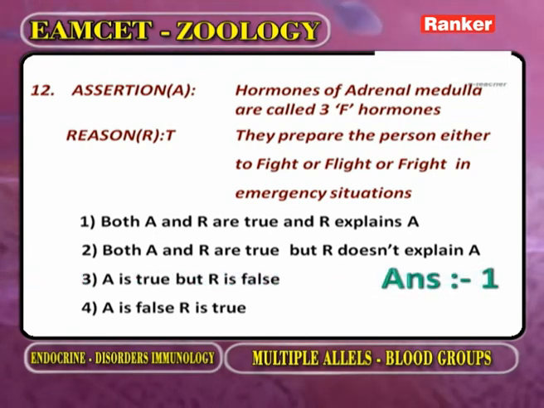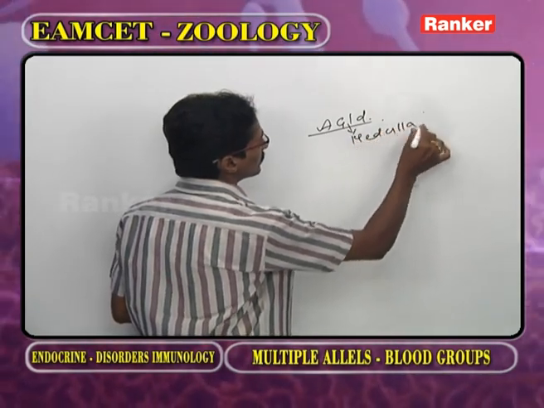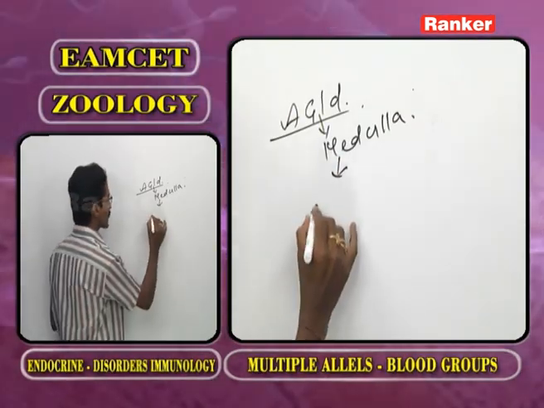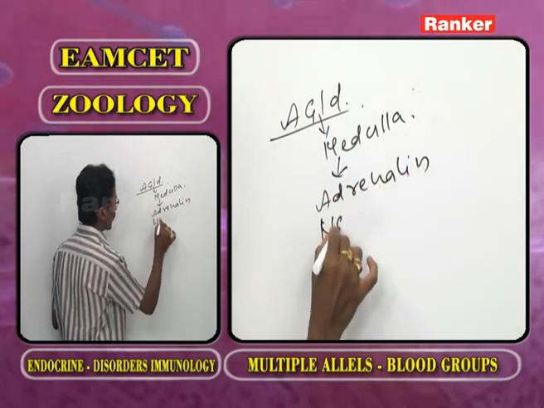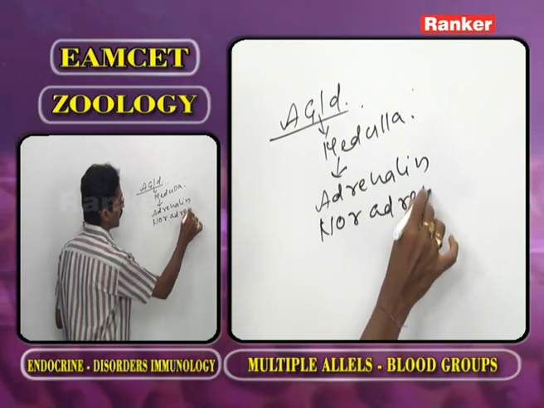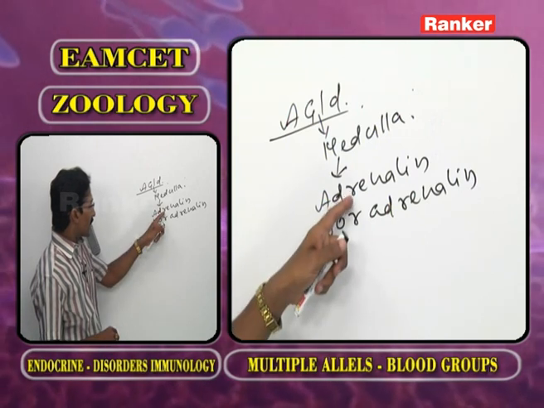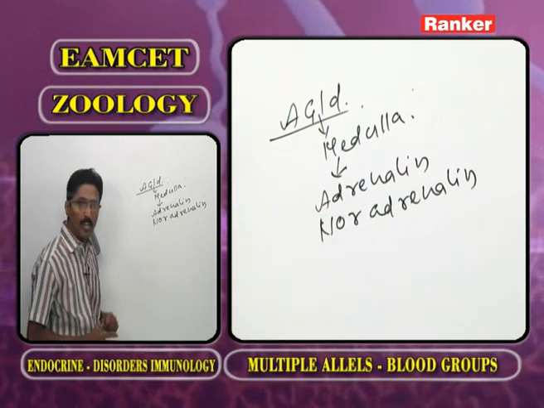Assertion: Hormones of adrenal medulla. Now we are discussing the adrenal medulla. The second part of the adrenal gland we call the medulla. Now the medulla secretes what type of hormones? One is adrenaline and the second one we call noradrenaline. The medulla secretes adrenaline and noradrenaline. It is also called epinephrine and norepinephrine.